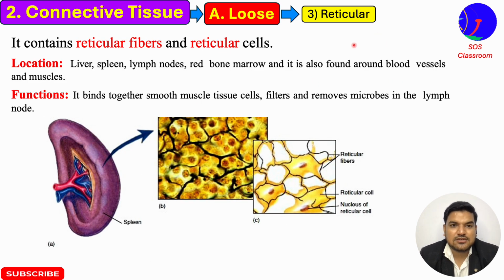Next is the reticular connective tissue. Reticular connective tissue contains reticular fibers and reticular cells, and it is present in the liver, spleen, lymph node, red bone marrow, and also found in blood vessels and muscles. What is the function of reticular tissue? It binds together smooth muscle tissue cells, and filters and removes microbes in the lymph node. Reticular fibers are mainly present in the spleen, thymus gland, and lymph nodes.